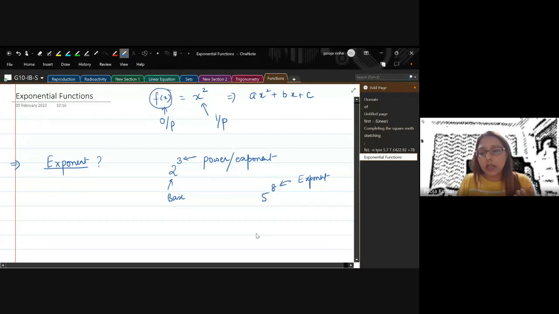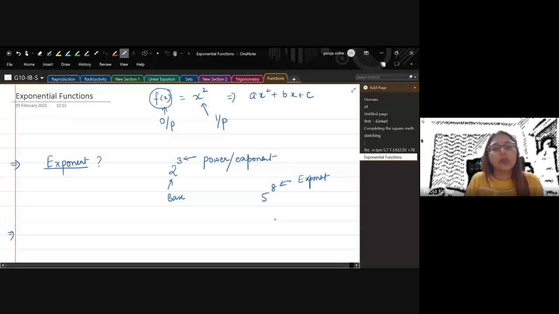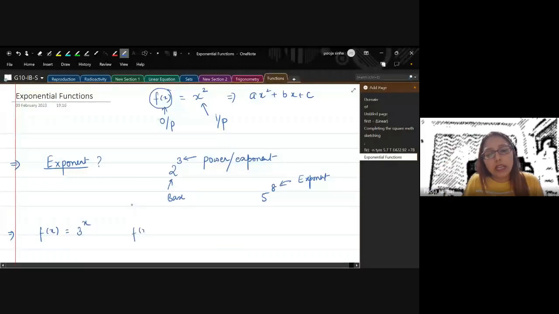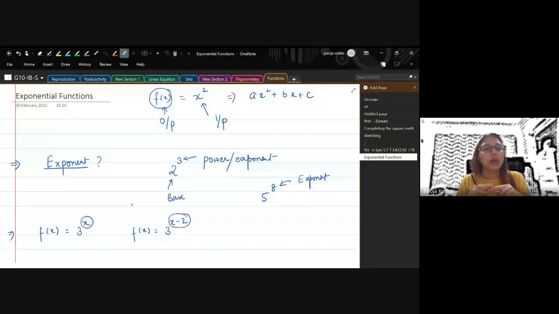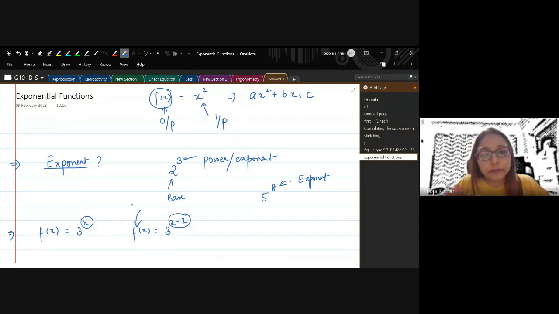How will our exponential function look? Because it is going to be a function, it will look like f(x) equals 3 raised to power x, or f(x) equals 3 raised to power x minus 2, something like that, where there will be a power. And that power will have the x value, which will be your input, and on that basis you will get an output, which is f(x). Is my point clear? Absolutely clear?